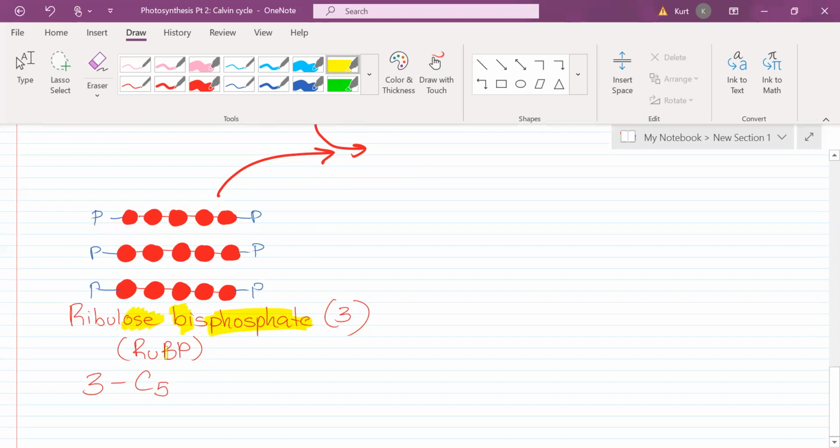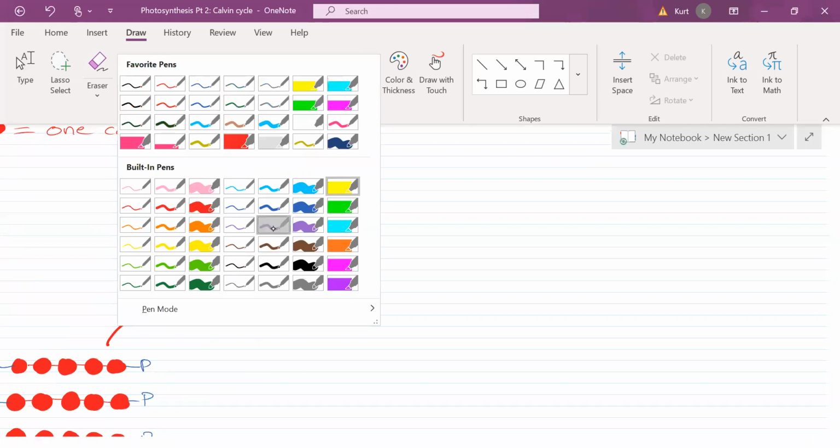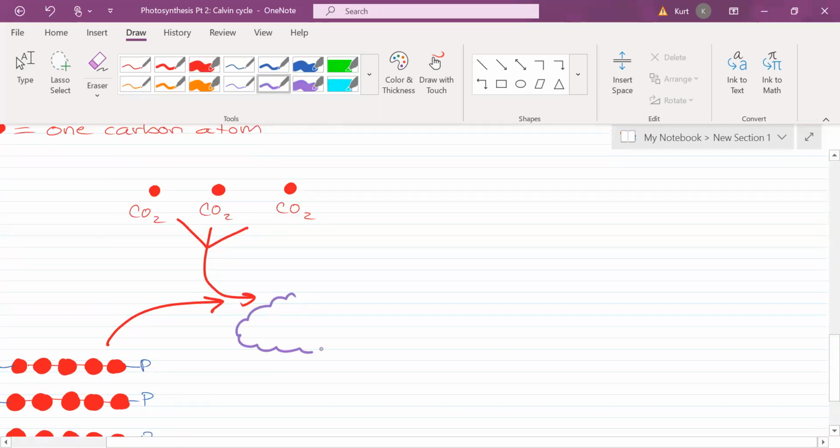So we have 3 molecules that have 5 carbons each. They're going to join with 3 carbon dioxides. And what they do is that they actually are going to be used by an enzyme. This enzyme is called Rubisco. Rubisco is the short name. I'll give you the real name.